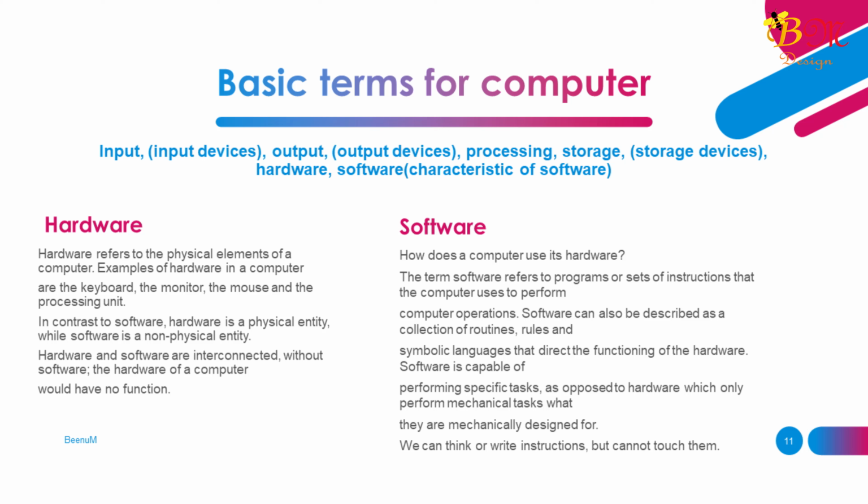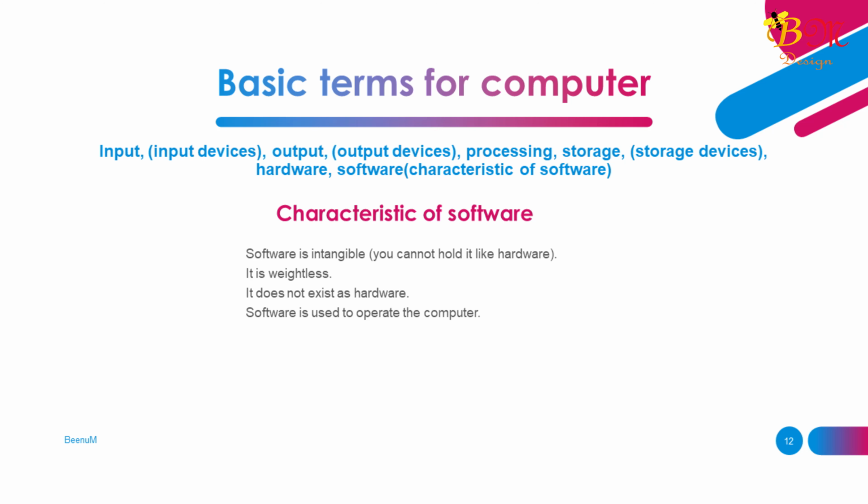Software. How does a computer use its hardware? The term software refers to programs or sets of instructions that the computer uses to perform computer operations. Software can also be described as a collection of routines, rules and symbolic languages that direct the functioning of the hardware. Software is capable of performing specific tasks, as opposed to hardware which only performs mechanical tasks that it is mechanically designed for. We can think or write instructions, but cannot touch them.